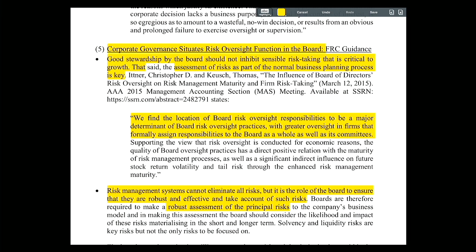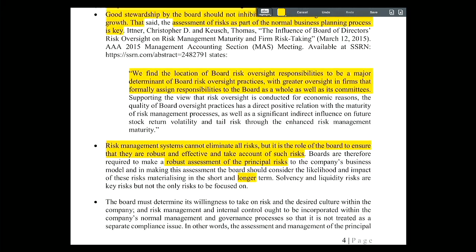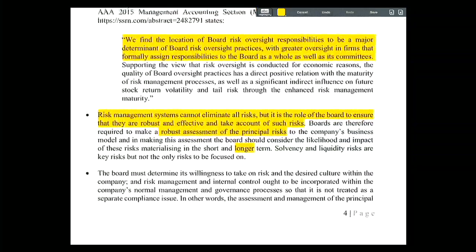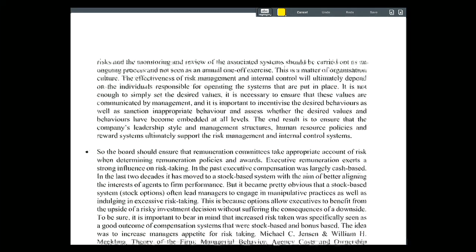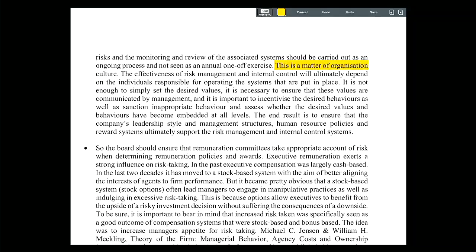And when we think about principal risks, it really isn't just about solvency. It isn't just about whether the company will be a going concern. It goes way beyond solvency to everything. So again, it should not be treated as a separate compliance issue. If we embed it into the enterprise, then it's not going to be regarded as a separate compliance issue. It's going to be something the entire board is interested in. In other words, here we're talking about the organizational culture, the culture of the firm. This is a matter of organizational culture.